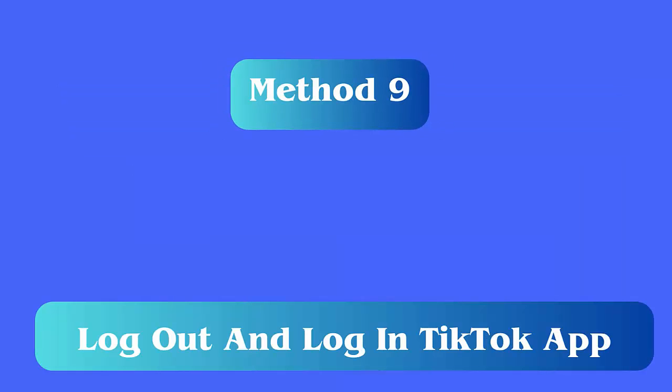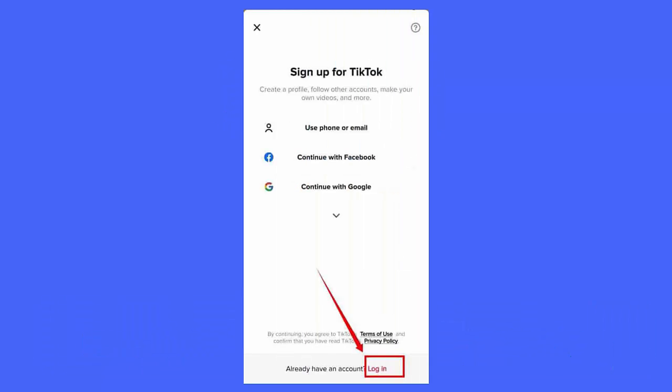Method 9. Log out and log in to the TikTok app. If TikTok photo swipe not working on Android still occurs, then you can log out from the app once and log back in after some time. This is an effective way to solve the error.